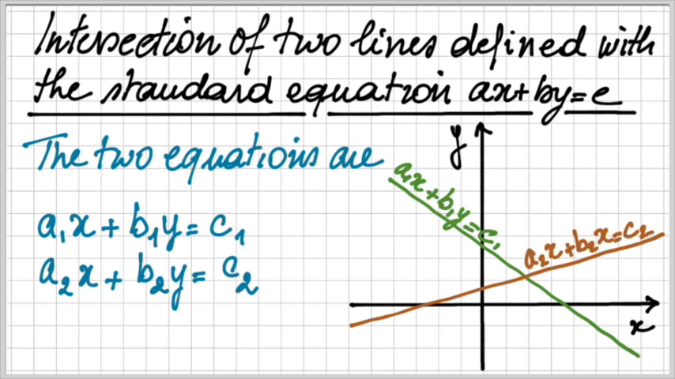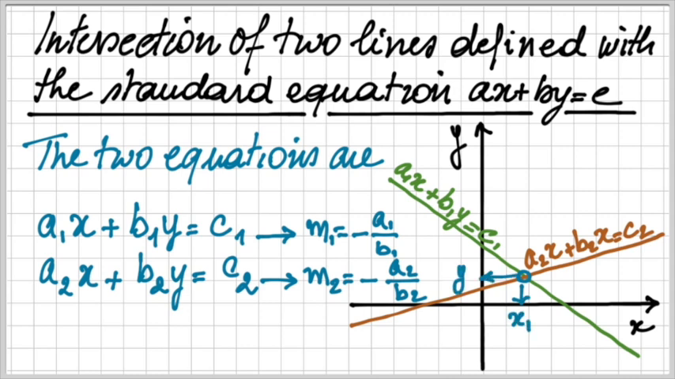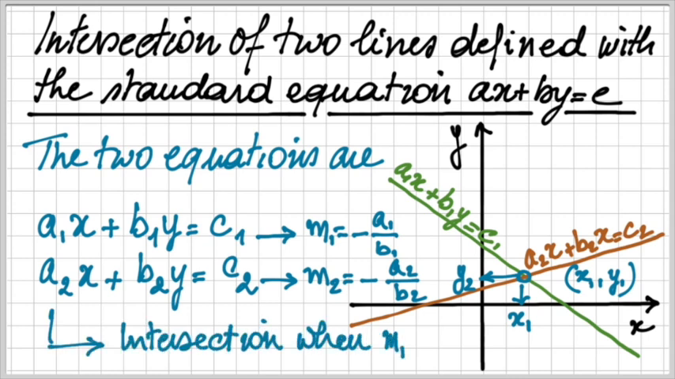It's very important to see that for the first line we can calculate the slope m1, which is minus a1 divided by b1. For the second line, we have the slope m2, which is minus a2 divided by b2. And we find an intersection point, x1 and y1, when we have different slopes.